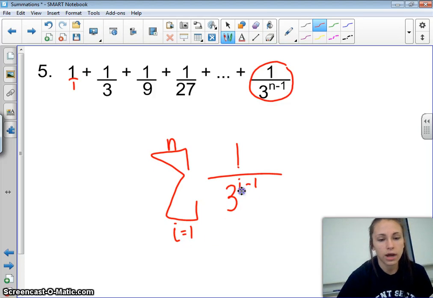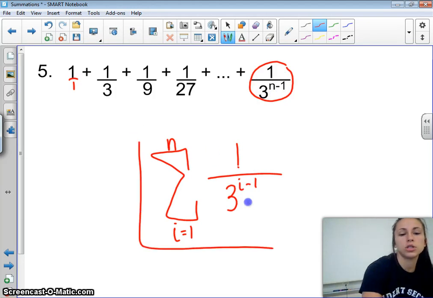So if I plug 1 in for i, 1 minus 1 would be 0, and 3 to the 0 would be 1, which is what I've got in the bottom here. If I go up to 2, 2 minus 1 would be 1, and 3 to the 1 is 3. If I go up to 3, 3 minus 1 would be 2, and 3 squared is 9. If I go up to 4, 4 minus 1 is 3, and 3 cubed is 27. And then this last term, I need to be able to get 1 over 3 to the n minus 1. If I plug in for i, then this is exactly what I get. And so this is how I would write that summation.